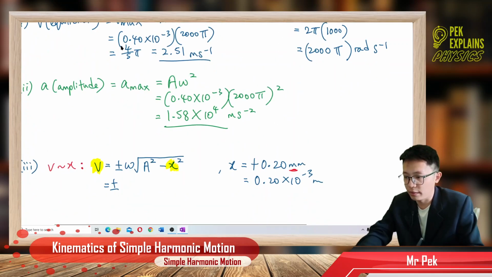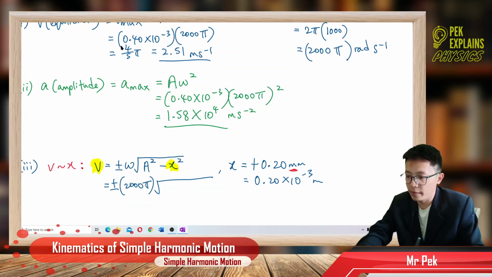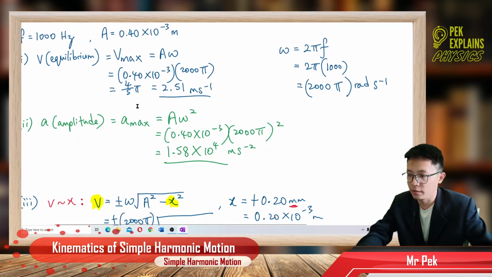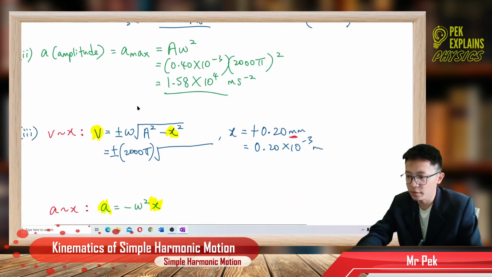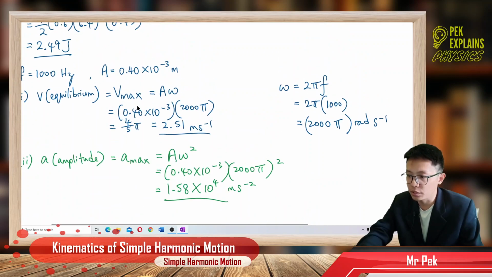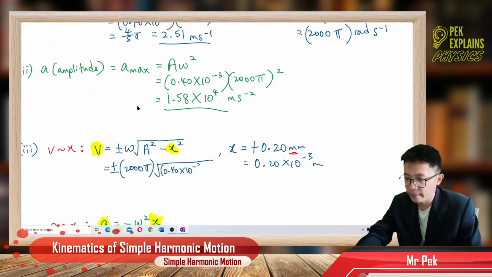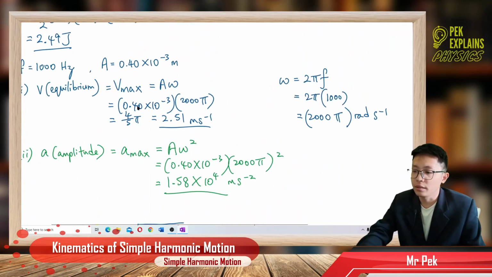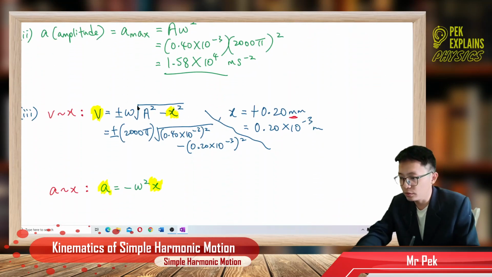Okay, so omega is 2000 pi and the amplitude is this one. We already got the information, just substitute. So 0.40, make sure everything is in SI units. Yeah, millimeter needs to change to meter. Square, and then minus this one, 0.20 exponent negative 3, square. Okay, sorry. So yeah, just get the answer.